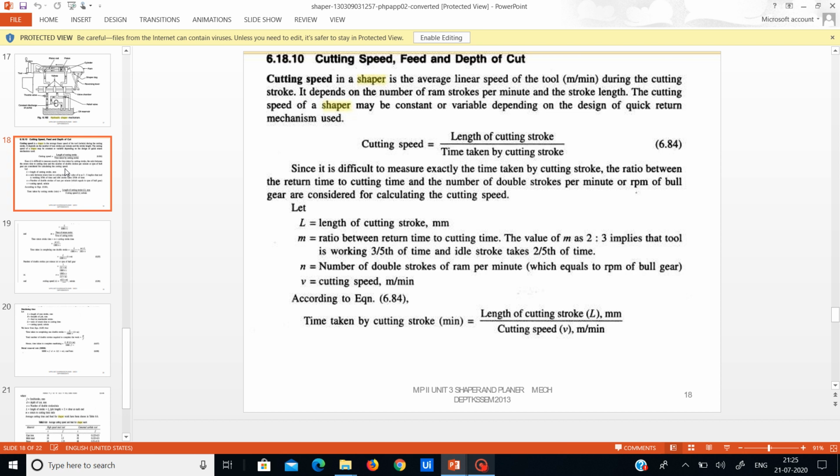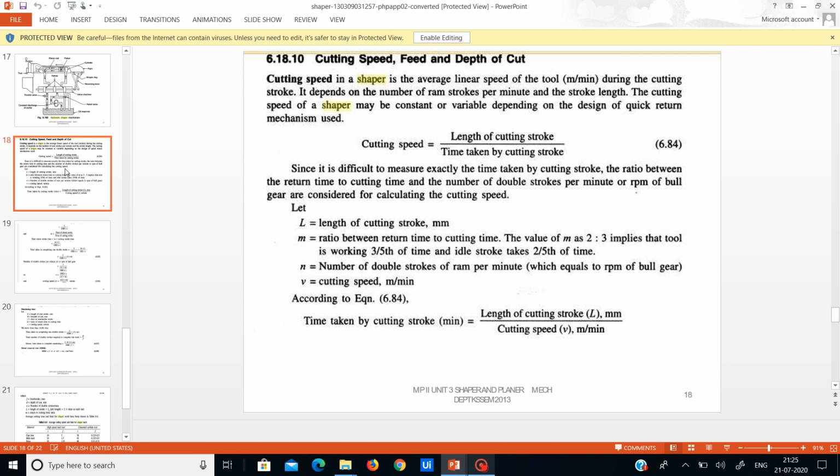So what is cutting speed? In a shaper, it is the average linear speed of a tool during the cutting stroke. It depends on the number of ram strokes per minute and the stroke length. The cutting speed of the shaper may be constant or variable depending on the design of the quick return mechanism used.